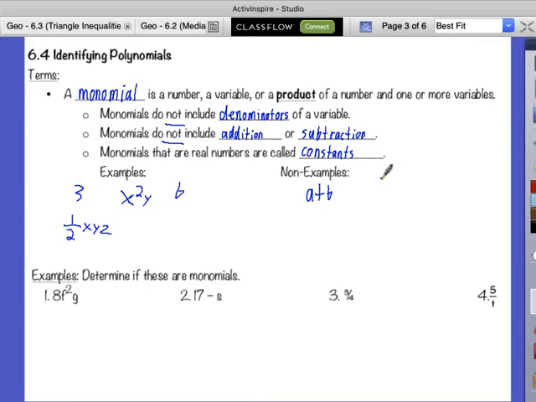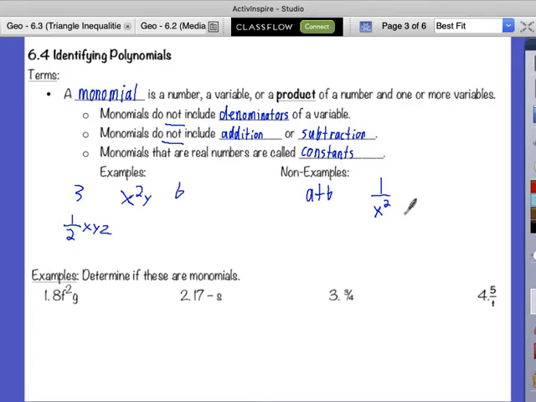The other one could be 1 over x squared. 1 over x squared. Dylan, tell me why this is not a monomial. There's a variable where? In the denominator. Very good. We had lots of variables over here in the examples, but here there's a variable in the denominator. That makes it a non-example. Questions on that? Okay.